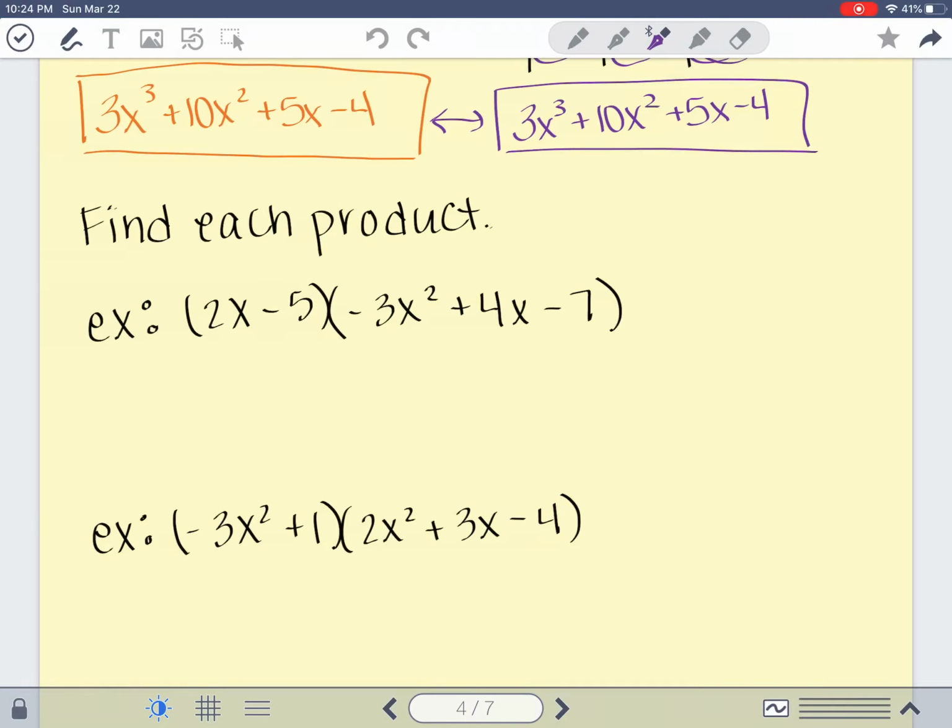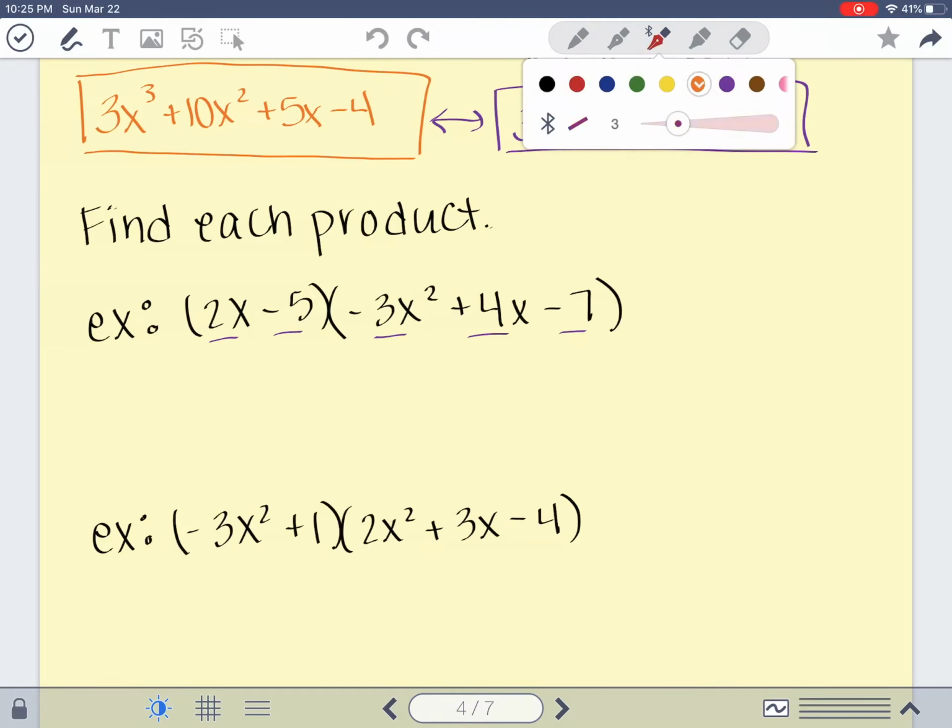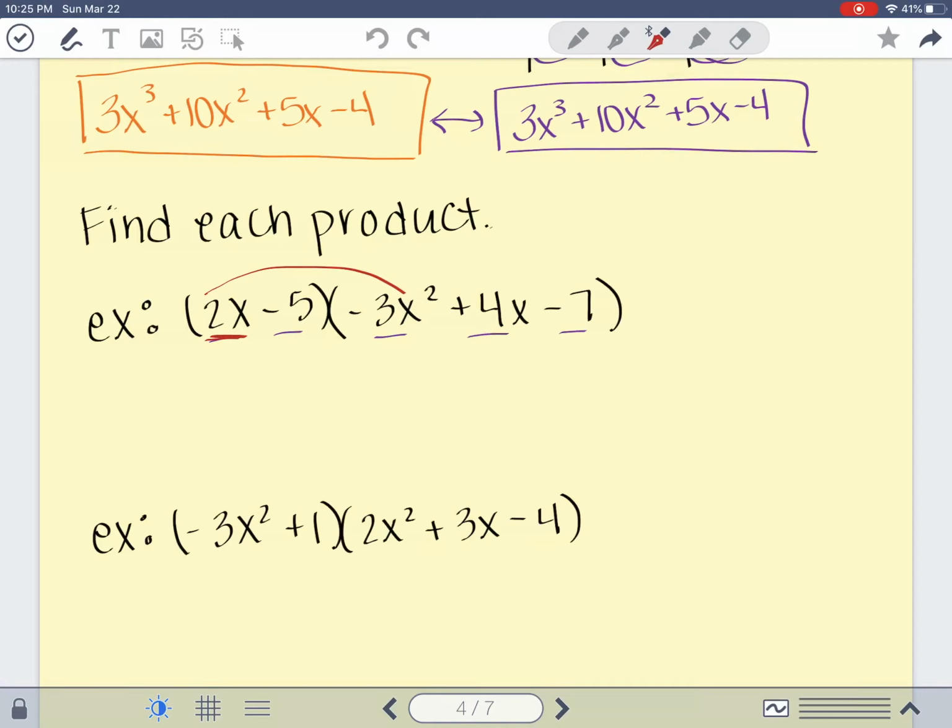So for our next example, this time we've switched it. We've put our binomial first. Okay, we've got our binomial, and we're going to multiply it by a trinomial. Remember, everything in the first gets multiplied by everything in the second. So I'm going to start with my 2x here. I'm going to do 2x times negative 3x squared. 2 times negative 3 gives me negative 6, and then my x times x squared gives me x cubed. So I've got negative 6x cubed.